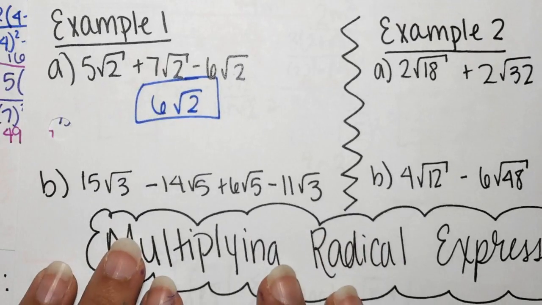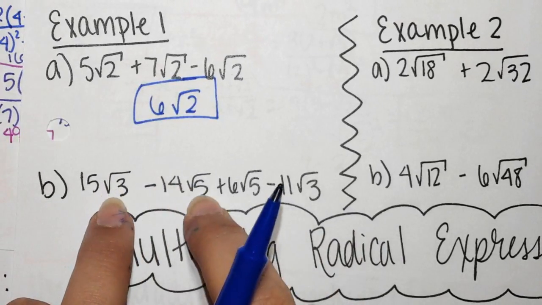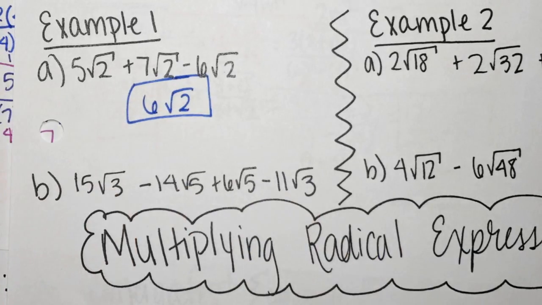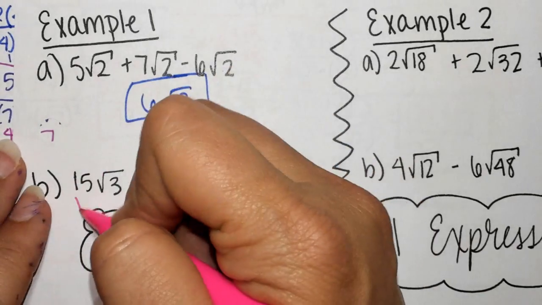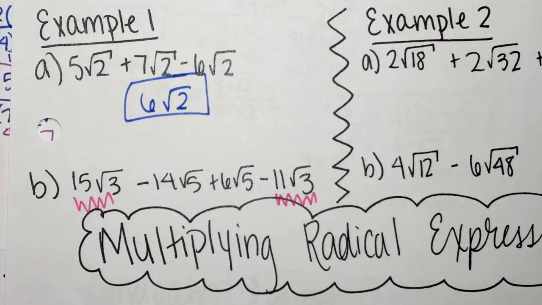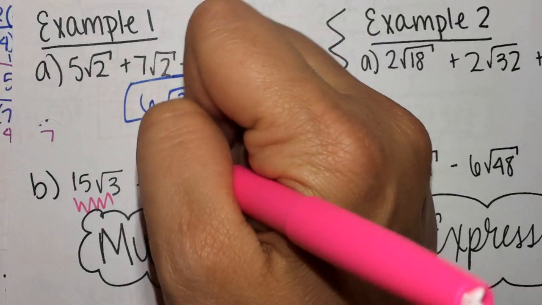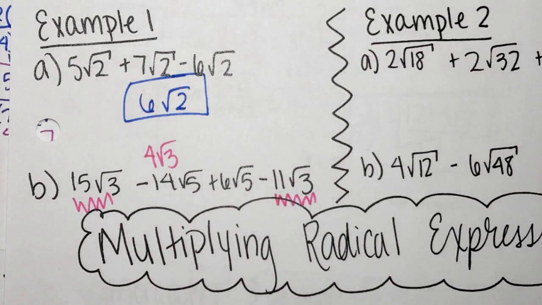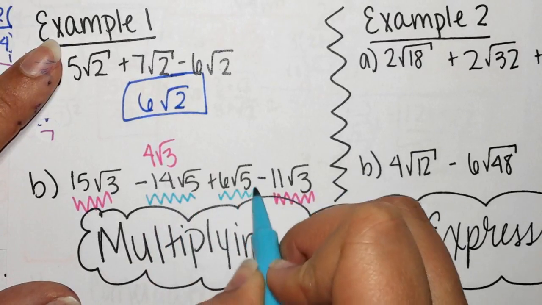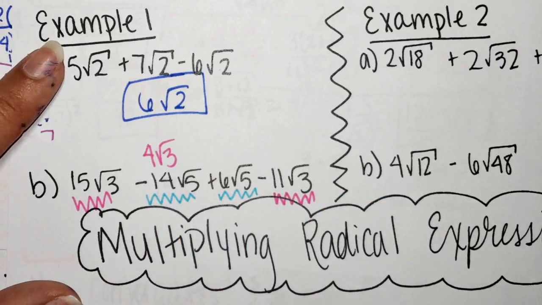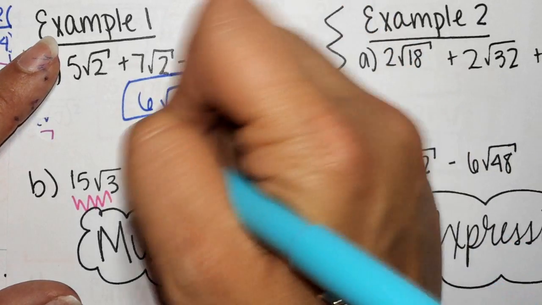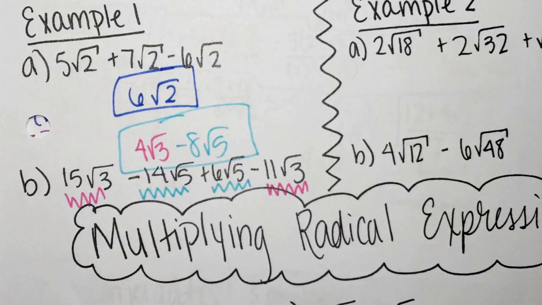Alright, now let's look at B. Can we combine the square root of 3 and the square root of 5 together? No. But can we combine the square root of 3 and the square root of 3? Yes, you can. So we're going to say 15 root 3 minus 11 root 3. And what would that be? 4 root 3. Awesome. Then we're going to do negative 14 root 5 plus 6 root 5. What does that give us? Minus 8 root 5. Good job, Kobe. And then boom, we're done.